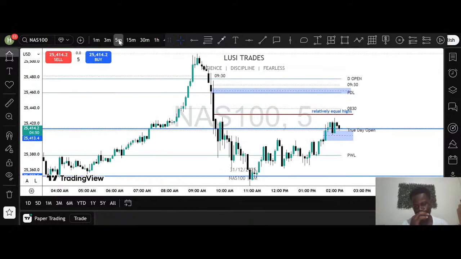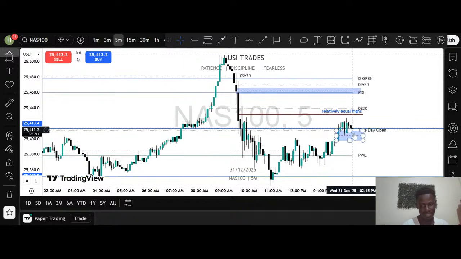So let me see 5 minutes. So it's doing this, but then what I'm interested in is this BC, buy side imbalance, sell side inefficiency. So that BC, and also there's a level that I've highlighted, relative equal highs. So if it can at least weak, yeah.